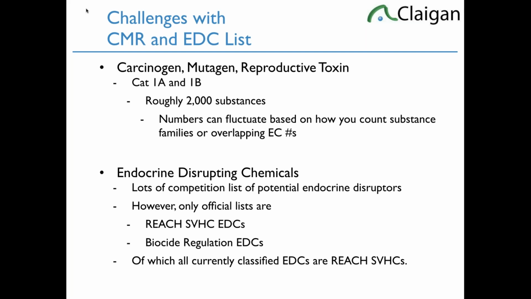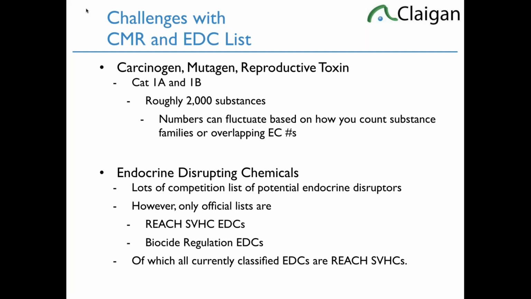So this is a medical device regulation. It's only official lists. So we're looking at the REACH SVHC endocrine disruptor substances that are classified through the REACH SVHC process as EDCs or through the biocide process. Now, the biocide one hasn't classified really any yet, and if they do, they're going to be antibacterial type stuff like silver nanoparticle. So you're looking at really antibacterials. So outside of antibacterials, we're just looking at REACH SVHCs. Currently, all officially classified endocrine disruptors are REACH SVHCs.